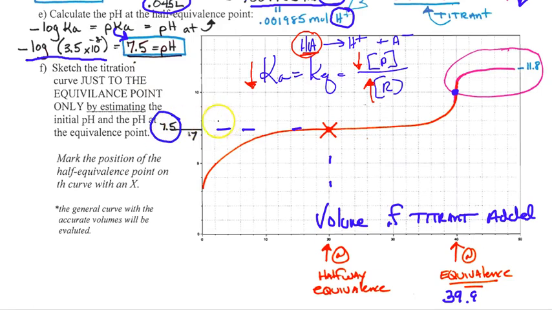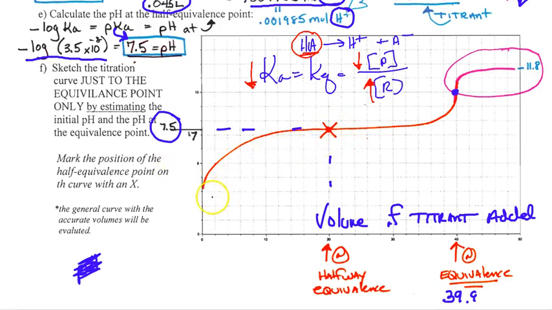Now, some people got confused because, whoa, 7.5, that's close to 7. Who cares? Don't fall in love with the magical 7 number. In fact, we're never, ever, ever at a pH of 7 here, so don't worry about that 7. But that is the halfway equivalence, okay?